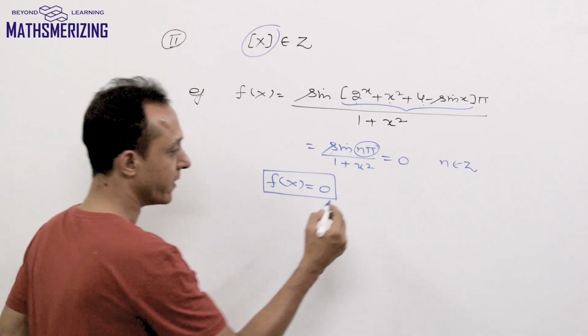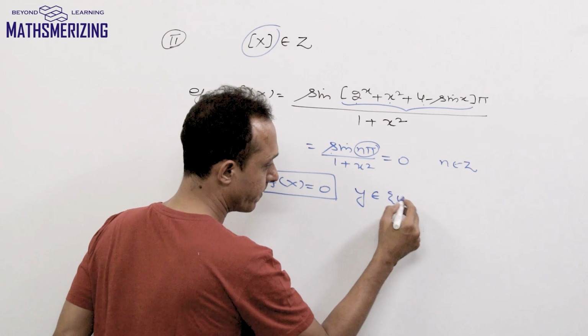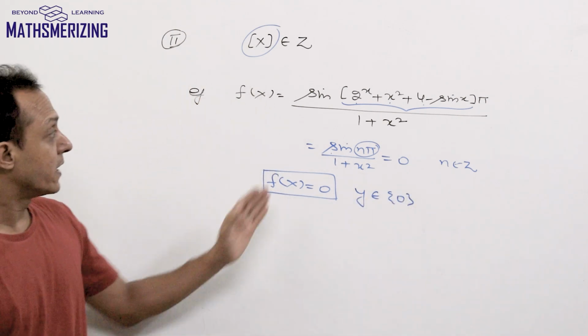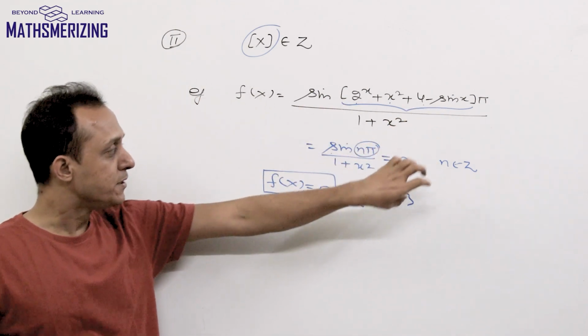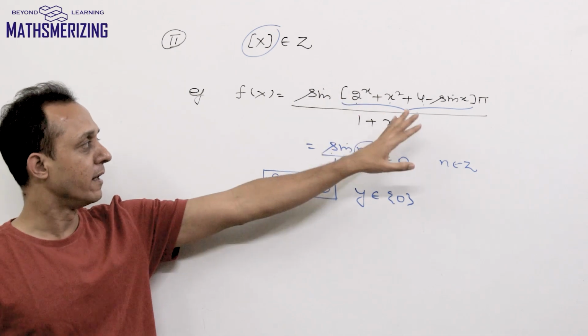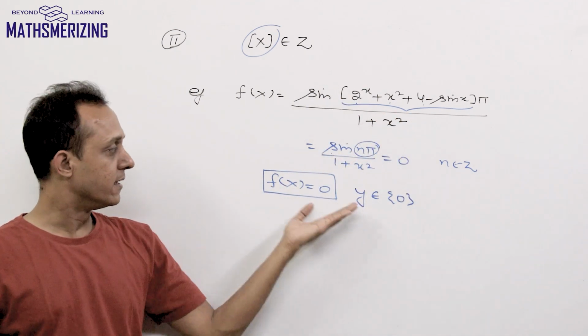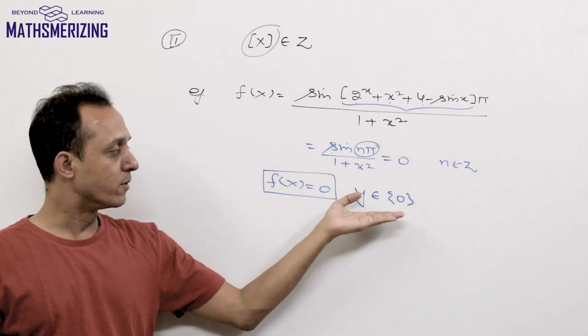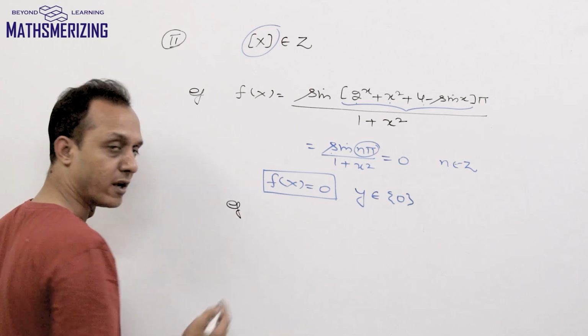So that's the reason the range of this function is simply 0. We may get a question where they have used the greatest integer function just to represent an integer in a complicated way. So in this case, the answer is simply y is equal to 0. Now let us take another question.